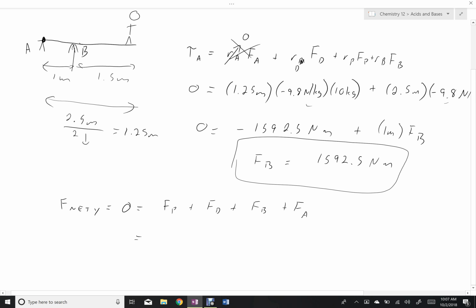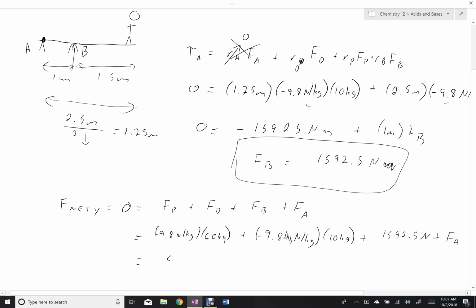So the force of gravity on the person, the person is 60 times 9.8. Force of diving board, negative 9.8 newtons per kilogram times the 10 kilogram mass, plus the force of B, 1,592.5 newtons. Shouldn't be Newton meters anymore, it should just be newtons when you divide out the meters. And the force of B, or force of A.